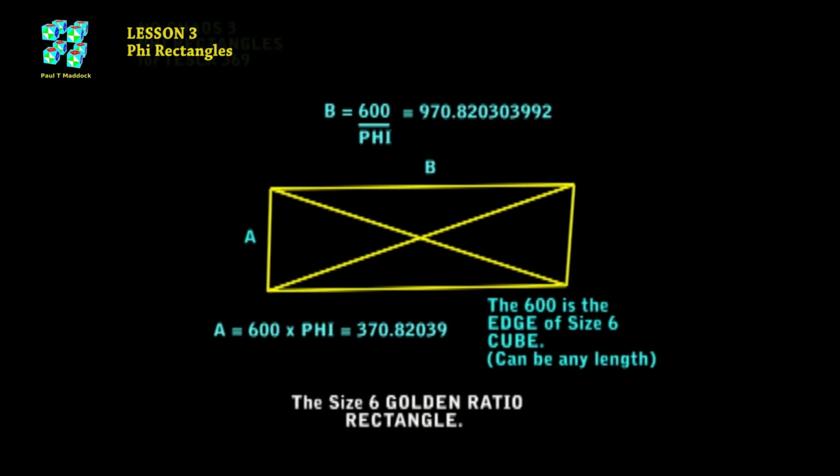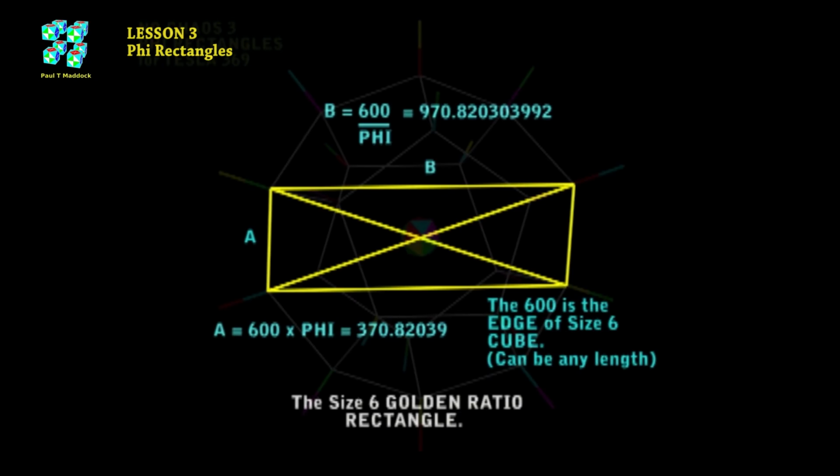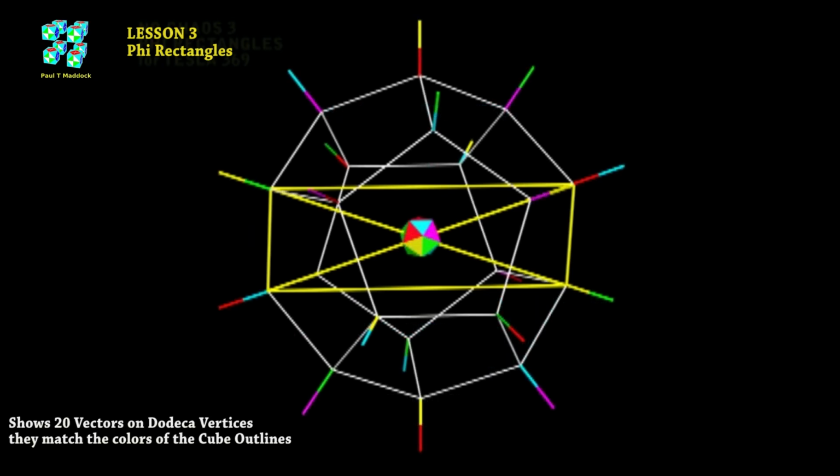Okay, now I'm going to show this phi rectangle inside a size 6 dodeca. Now inside I'm showing a size 1 icosa in the center. I'm also showing 20 vectors on each vertex of the dodeca. Each vector is 2 colors, and these are the colors of the cubes, the nest of cubes.